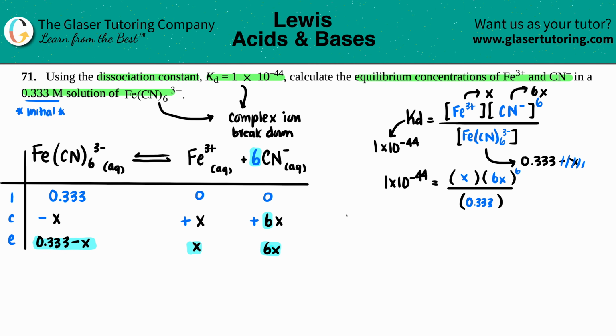6x to the 6th just means that you have 6 x's all times together. So if I want to really write it out, it would be 6x times 6x times 6x times 6x, that's 4 of them, times 6x times 6x. Did I go overboard? 1, 2, 3, 4, 5, 6. Nope. So basically, you multiply all of your 6's together.